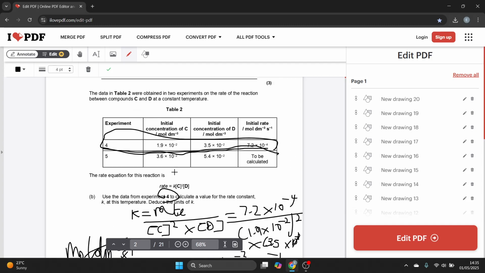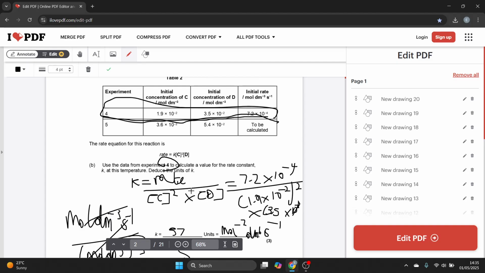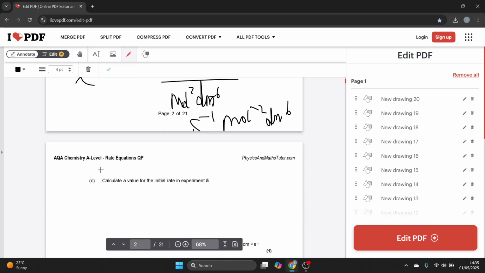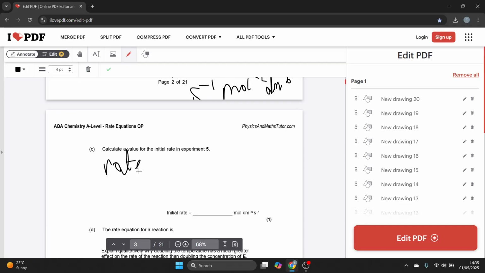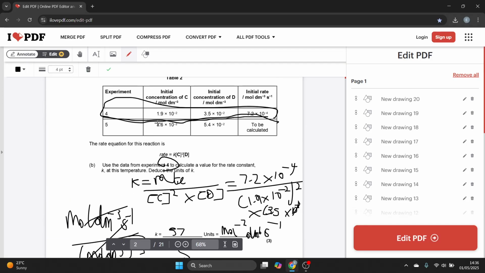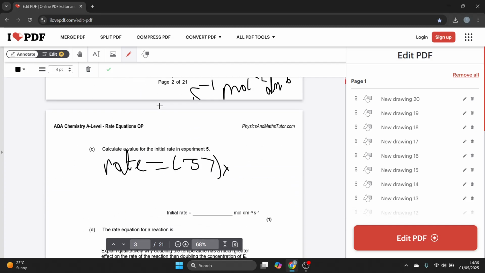Well, the initial rate in experiment 5 is k C squared D. So the rate equals 57, which we just worked out, k, times this squared times this. So it's 57 times 3.6 times 10 to the power minus 2 squared times 5.4 times 10 to the power minus 2. And you get 3.99 times 10 to the power minus 3. And I guess you leave it like that.